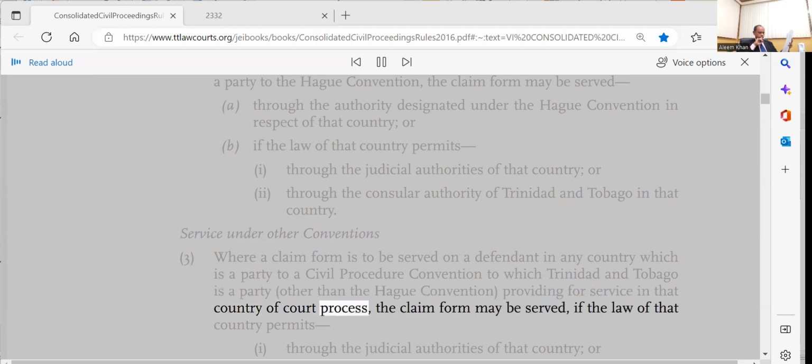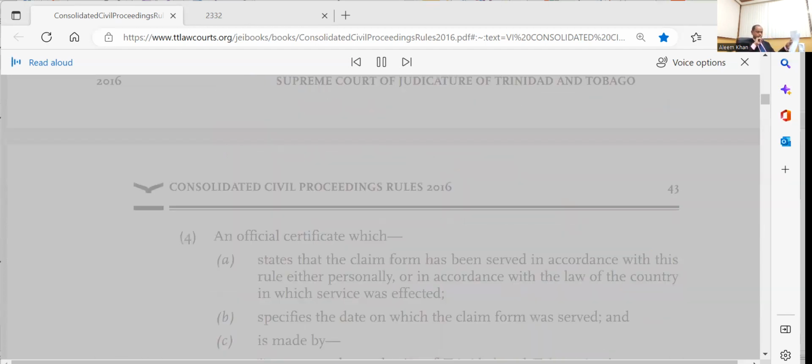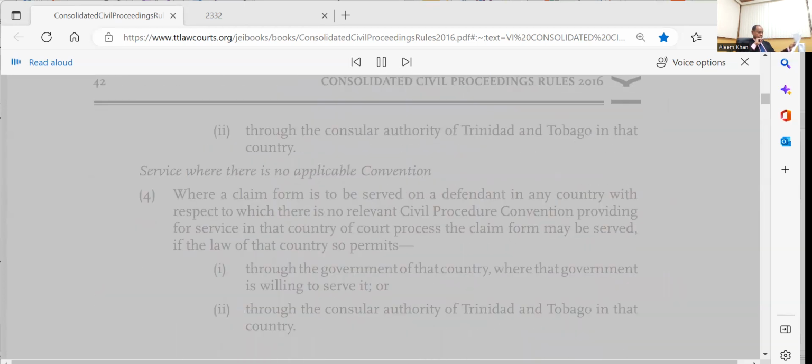country of court process, the claim form may be served if the law of that country permits, 1. Through the judicial authorities of that country, or 2. Through the consular authority of Trinidad and Tobago in that country.